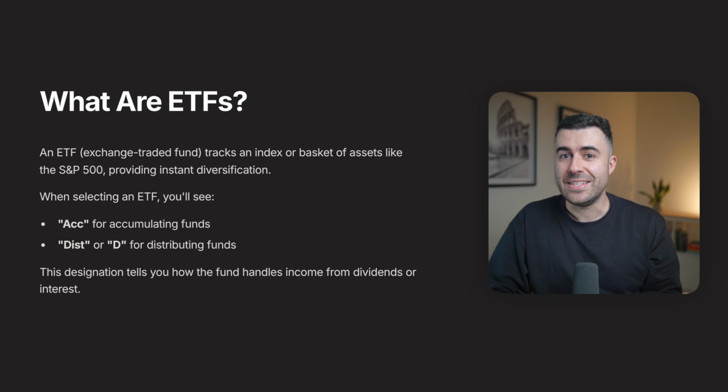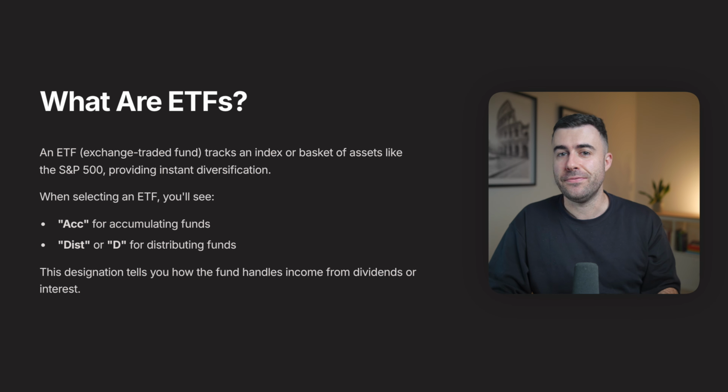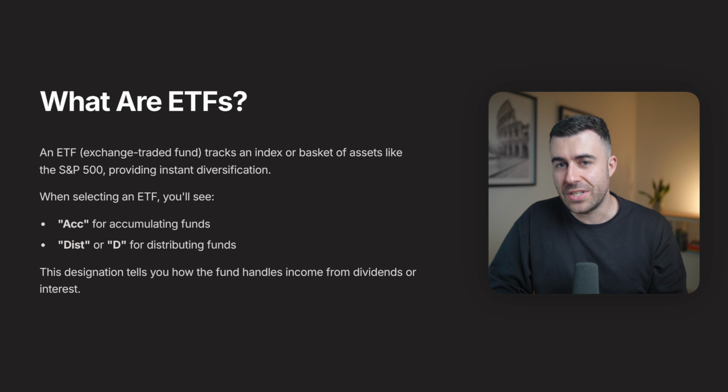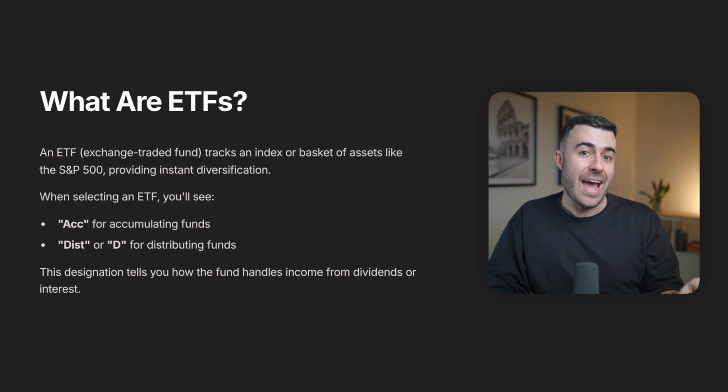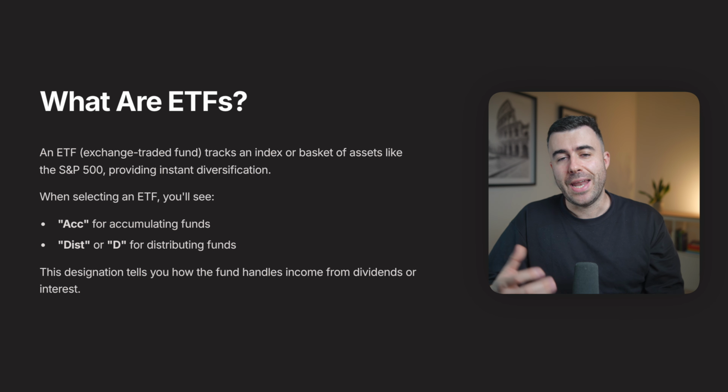Now, when you're looking at ETFs, you may come across AC or DIST next to the fund name, and these are basically the different options that you're going to have when it comes to how you want your dividends paid out to you from your investment. DIST stands for distributing, and the fund pays income directly to you as cash, and AC stands for accumulating, where the fund reinvests everything for you automatically. Let's now break down what each one actually does.